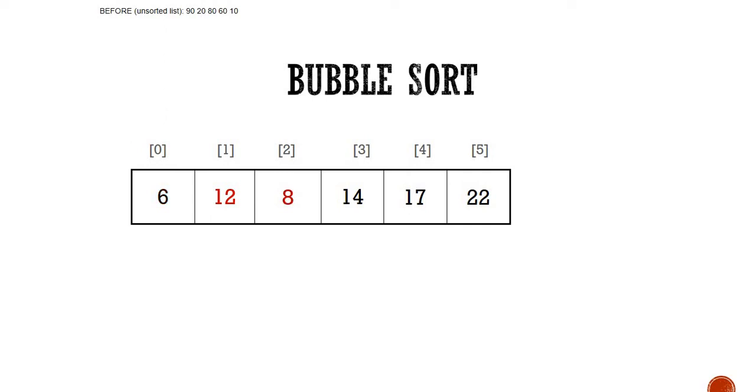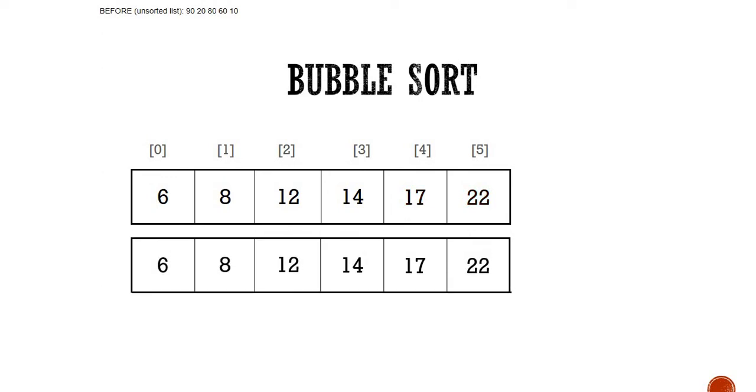We compare between index 1 and index 2, 12 and 8. Now we need to swap because 12 is greater than 8. Now we compare between index 2 and index 3. Just keep the elements because 12 is less than 14. We just do the comparisons until we finish pass 3, and then we move to pass 4.